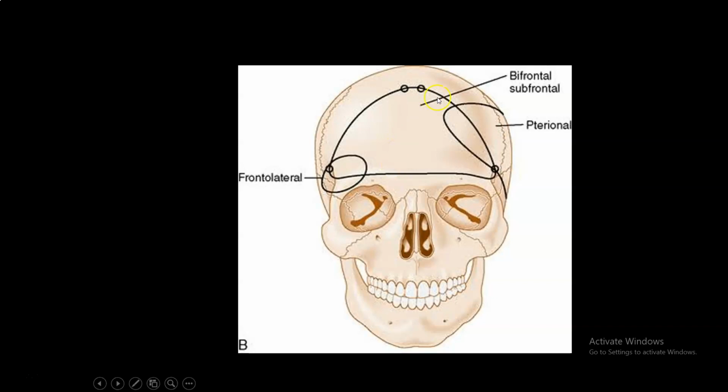The transcranial, the most famous is the lateral subfrontal approach, having the advantage of not entering the frontal sinus, not reaching the olfaction, and not injuring the supratrochlear, supraorbital nerves, so less painful scar after surgery. Or you can do the pterional approach, or very, very rarely, if you have biorbital affection, you can do the bifrontal subfrontal approach.